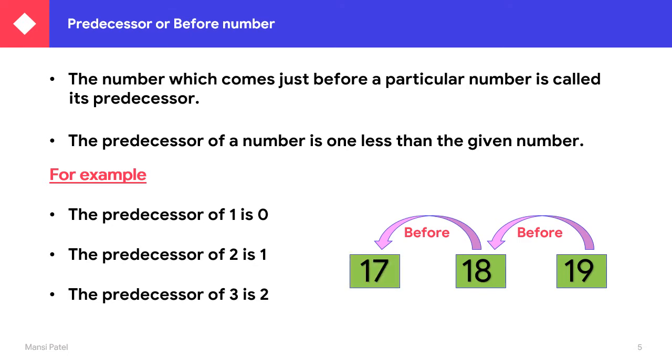So please remember, whenever we have to find out the before number, at that time we have to start reverse counting, and whenever we have to find out the successor, at that time we have to start counting forward. Forward means next counting, and backward counting means reverse counting.